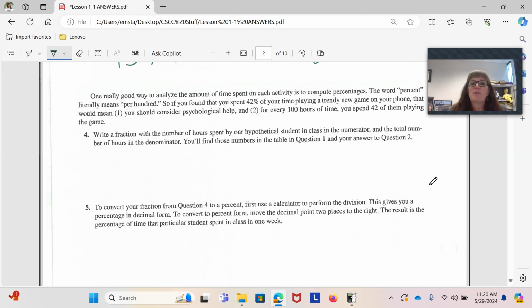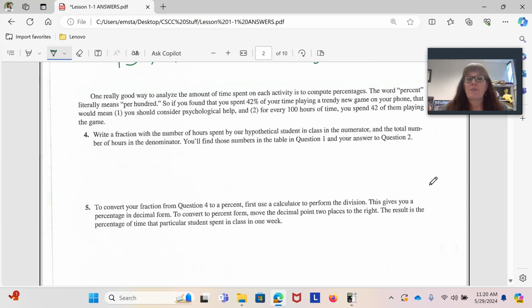So they give an example. If we spent 42% of our time playing a new game on our phone, that means that for every 100 hours, we're spending 42 of them playing this new game. And I know I was a big Candy Crush fan once upon a time, so I totally understand that.